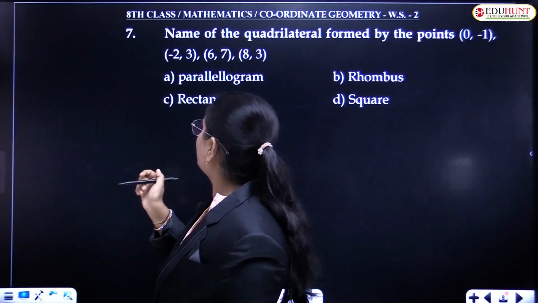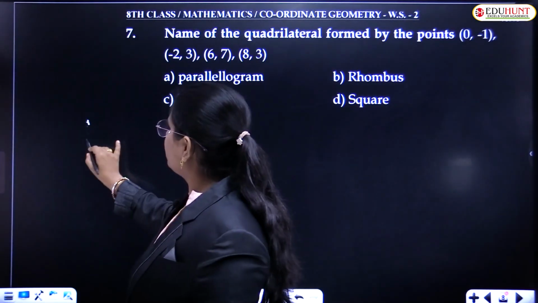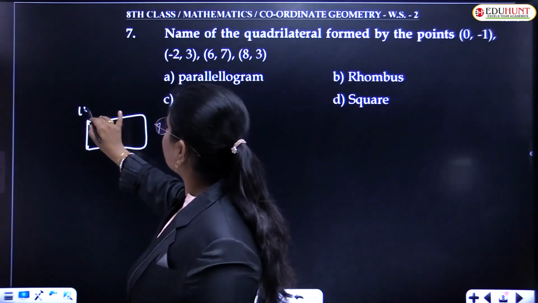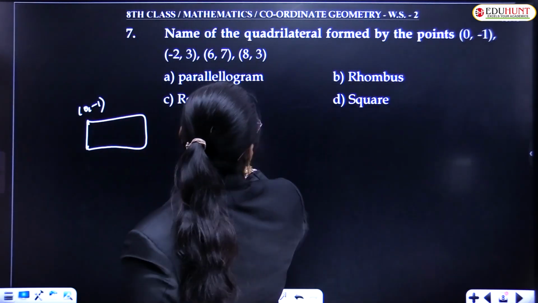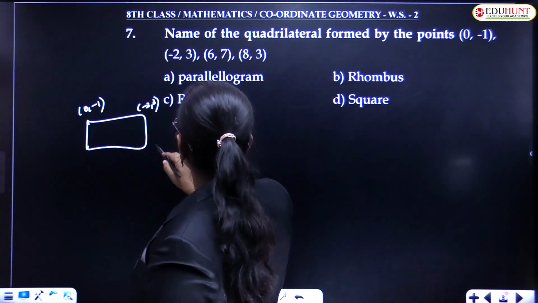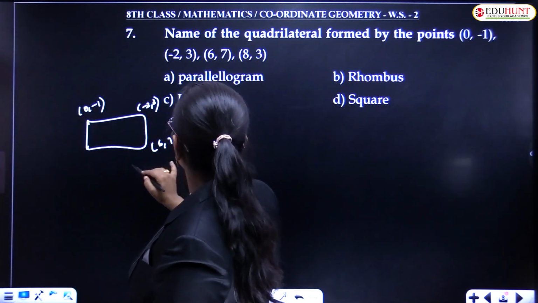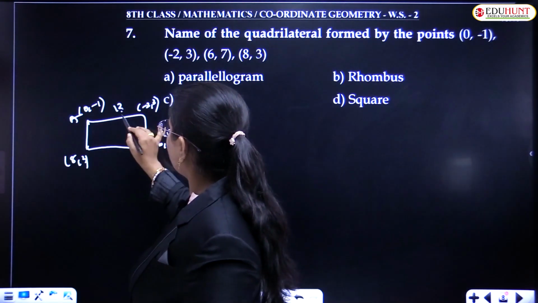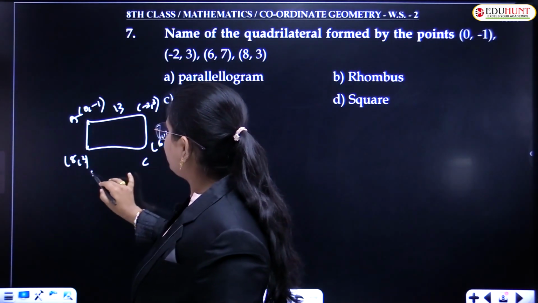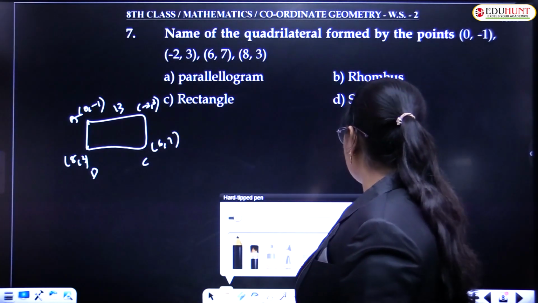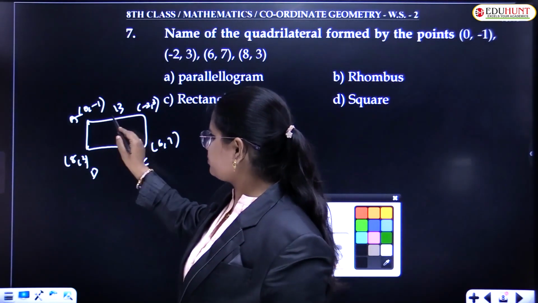Okay, chalo. So what is my figure, as usual? See what is the figure: 0 comma minus 1. What is the other point? Minus 2 comma 3. Next point 6 comma 7. Next point 8 comma 3. So A, B, C, D. We are done with the figure. So let's solve the problem.